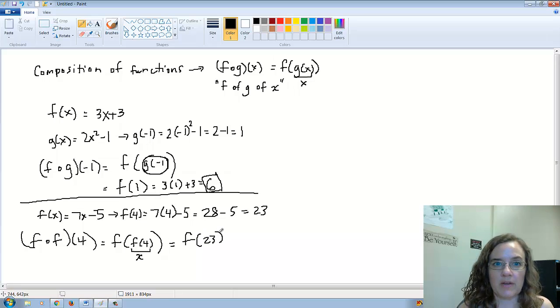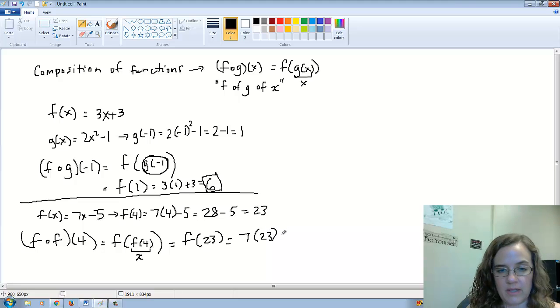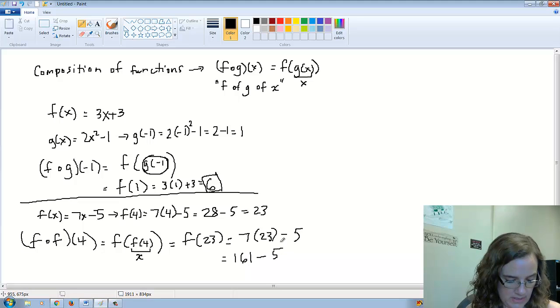Now, get out the calculator. Let's put this in, and it just takes a second. 7 times 23. And I need to then subtract the 5, but this is 161 minus 5. I subtract 5, and that is going to be 156.